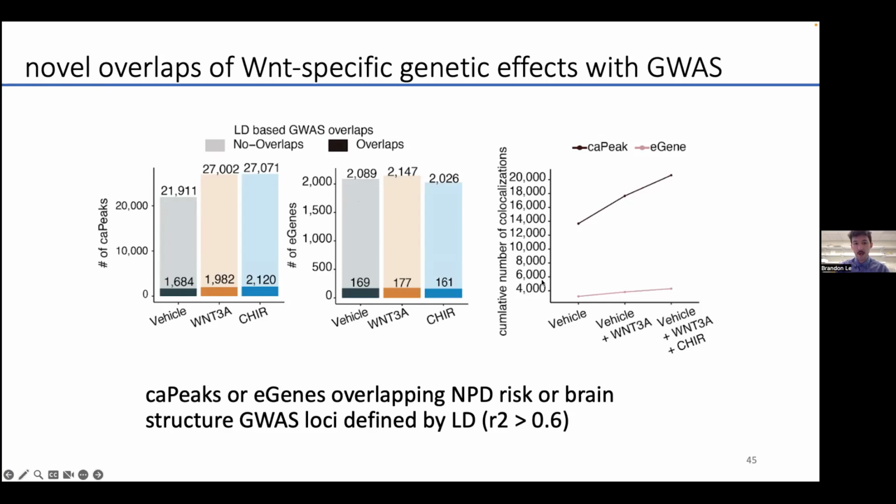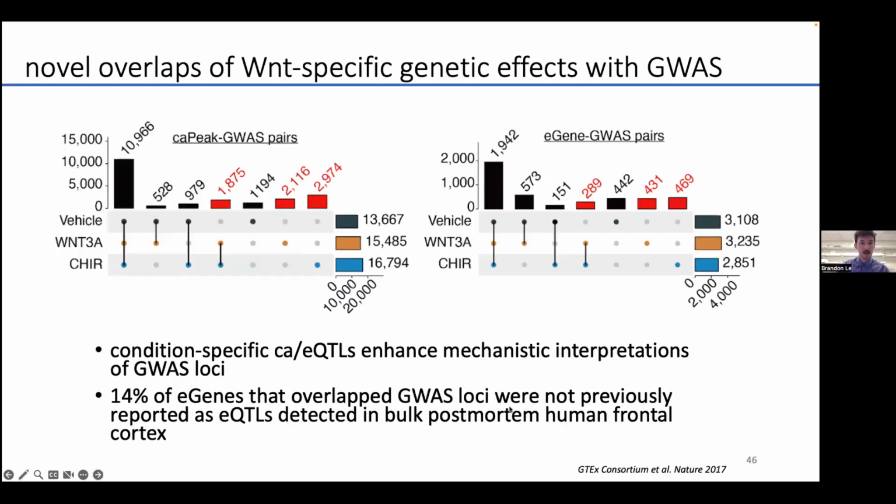And you can see on the right, if you look at the unique number of colocalizations between these QTLs and GWAS traits, as we load in more context specificity, we can increase the number of colocalizations we find, especially for these genetically regulated chromatin peaks. And again, UpSet plots, I think, show this better. But you can see here for chromatin accessibility and over here for gene expression, that we're able to find a lot more overlap with GWAS when we consider these Wnt-stimulated states.